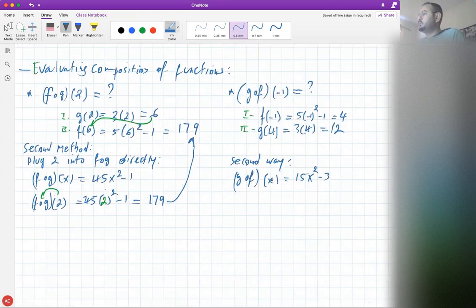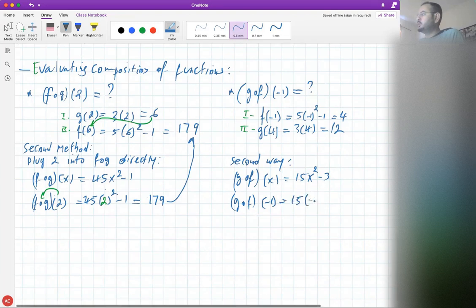And now, basically, we're just replacing this x, g of f of -1. So we're replacing the x with -1, just like we do with one function by itself. So g of f of -1. Again, we're just replacing the x with -1, will be 15. So -1 to the second minus 3.